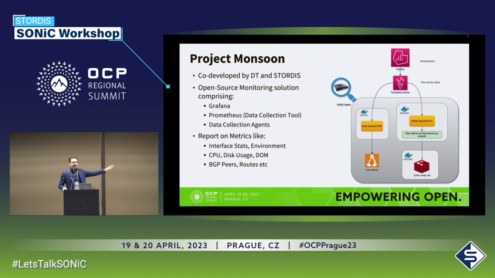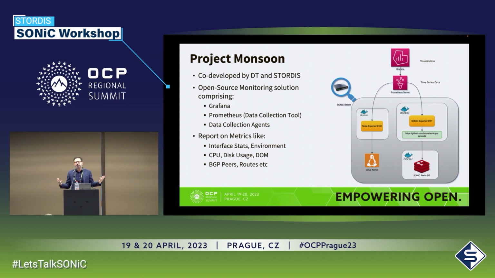As you can see, it comprises 3 layers. At the bottom layer, we have data collection agents. And you can see there are 2 data collection agents being used in Project Monsoon, Node Exporter and SONiC Exporter. Remember, both of these data collection agents are running on every SONiC switch as third-party containers.